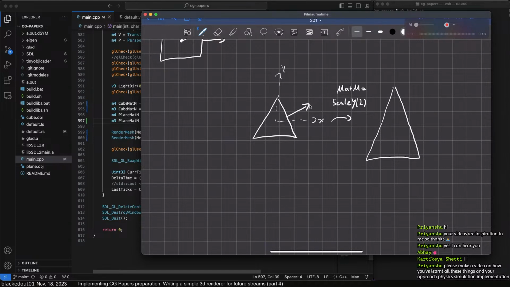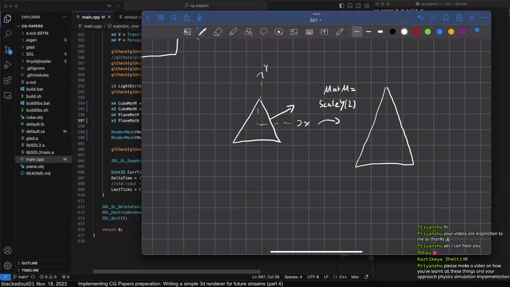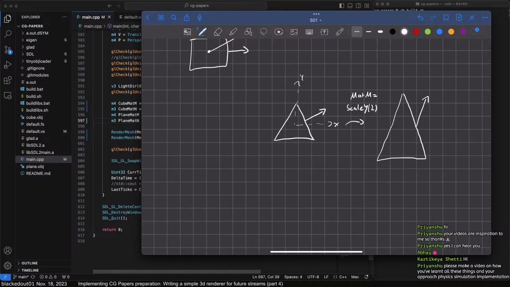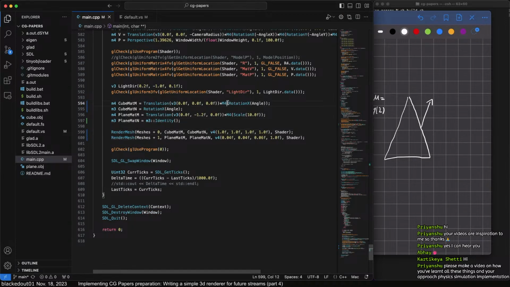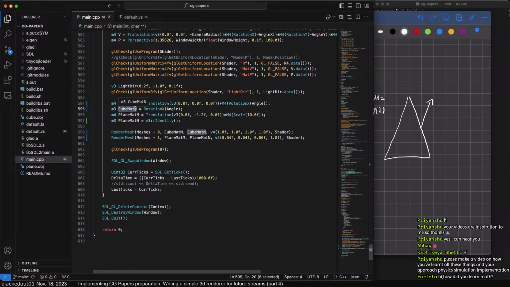But what happens if you transform the normal with the same matrix? Well, the normal gets scaled in the y direction too. And this looks like this. And this is wrong. So this is why, in general, you can't just use the 3x3 part of your model matrix and also use it as a normal matrix. So you have to be a bit careful.